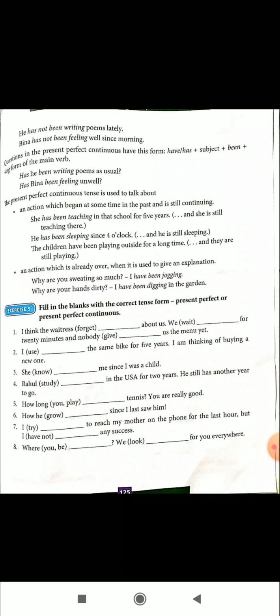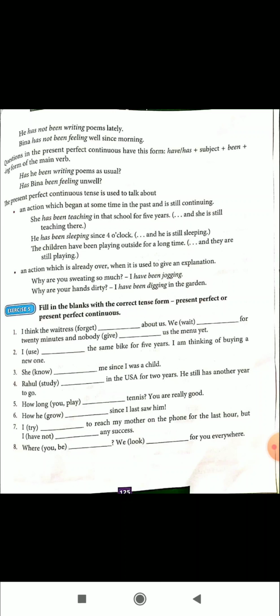Uses of present perfect continuous tense. An action which began at some time in the past and is still continuing. She has been teaching in that school for 5 years. She is still teaching, started 5 years ago. He has been sleeping since 4 o'clock. He is still sleeping. We don't know the time, but he is still sleeping. Look at the words for and since: for 5 years, a period of time; since 4 o'clock, definite, specific time. The children have been playing outside for a long time and they are still playing.